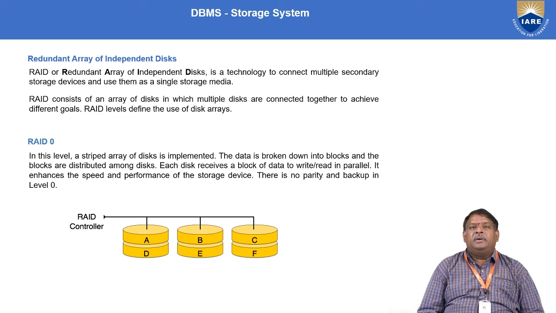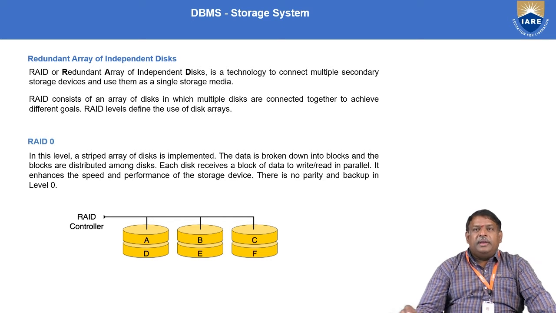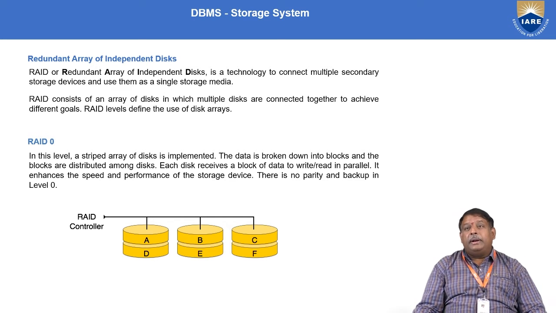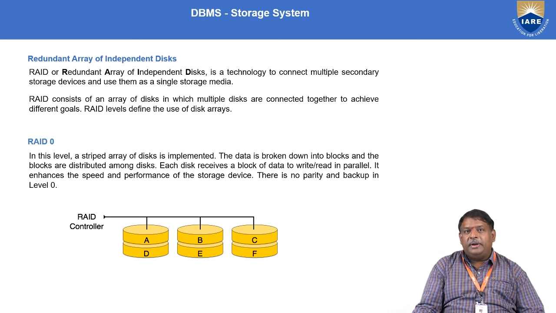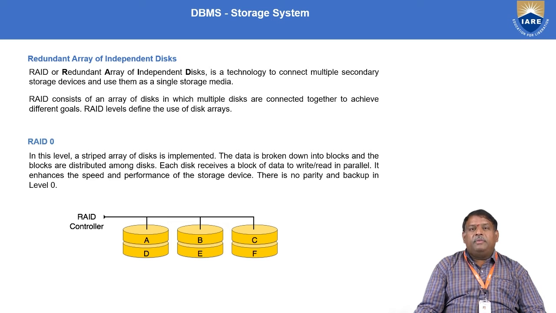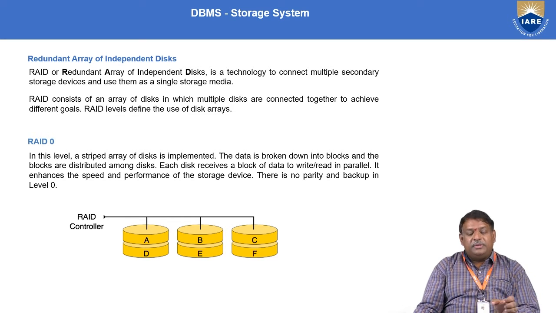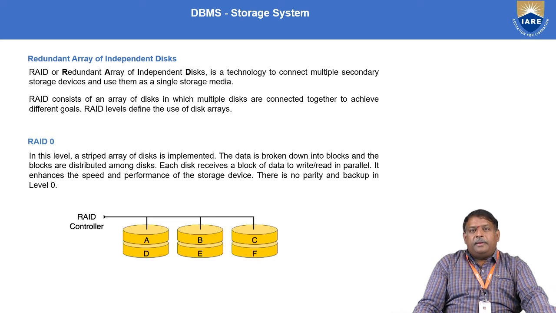Now we'll see the redundant array of independent disks, also known as RAID. RAID is a technology used to connect multiple secondary storage devices for use as a single storage medium. RAID consists of an array of disks in which multiple disks are connected together to achieve different goals. RAID levels define the use of disk arrays.